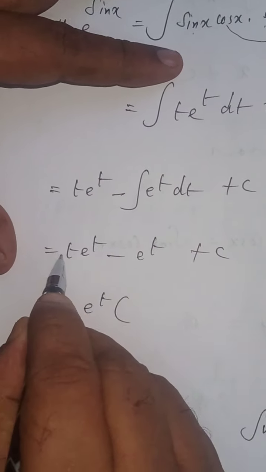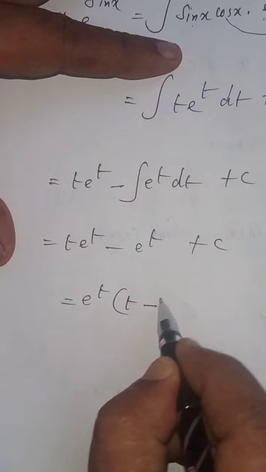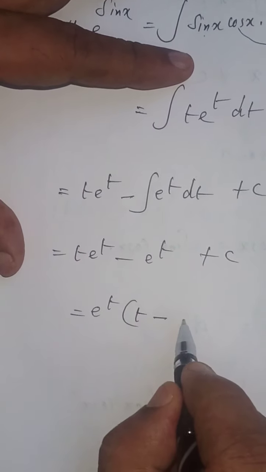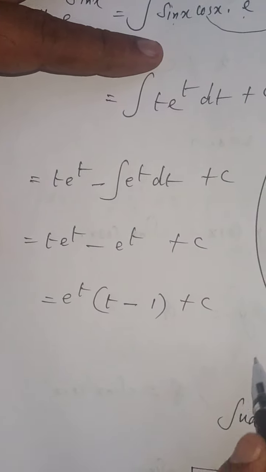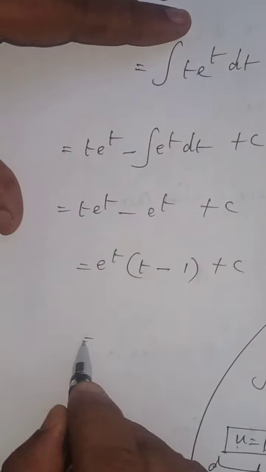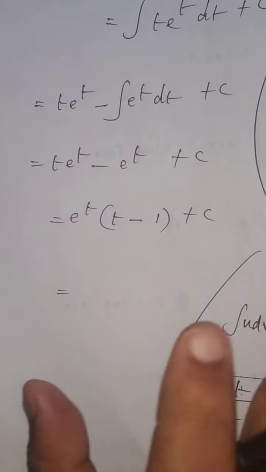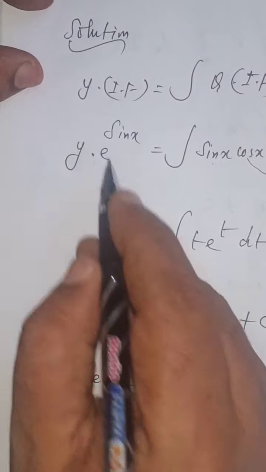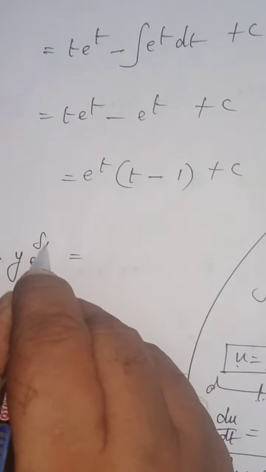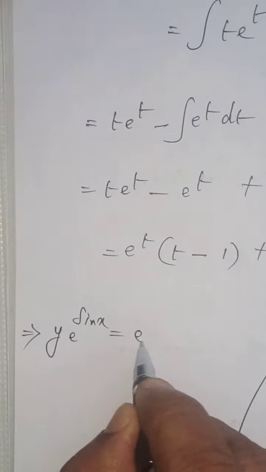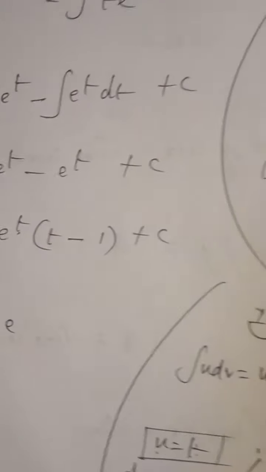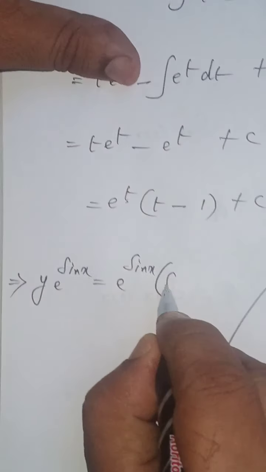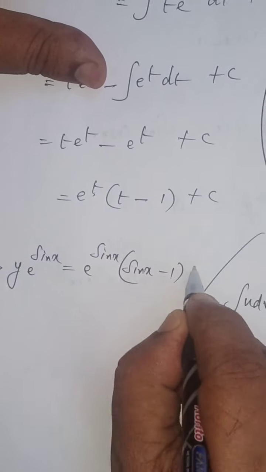If we take e power t as common, you will get t here minus, since we have taken e power t as common, what will be there? 1, plus c. That's all. Now the final result in terms of x and y only. So write the left hand side: y into e power sin x, as it is e power t. T can be replaced by sin x. Here also t can be replaced by sin x, minus 1, plus c.